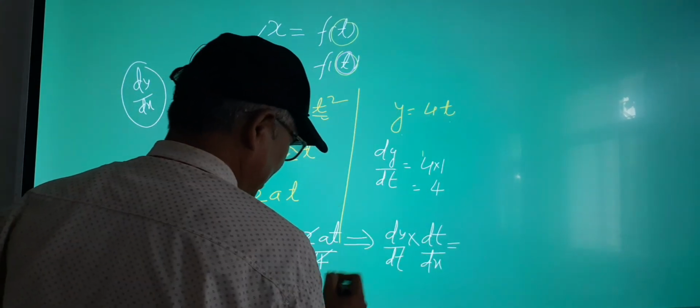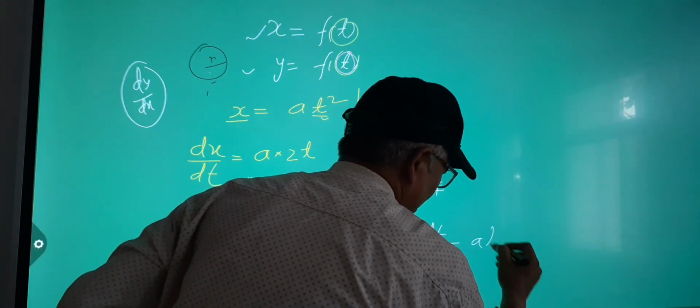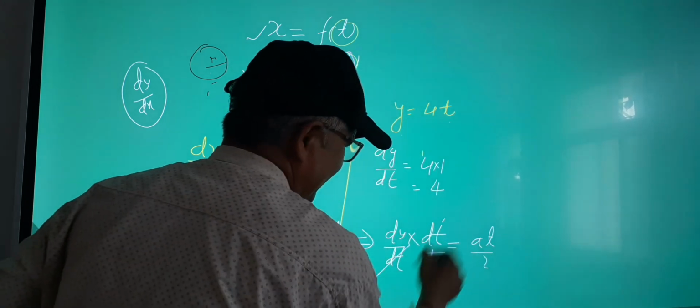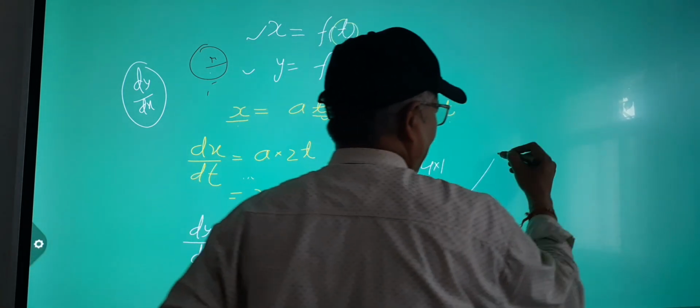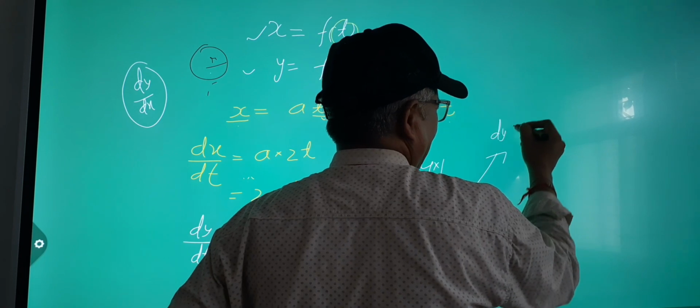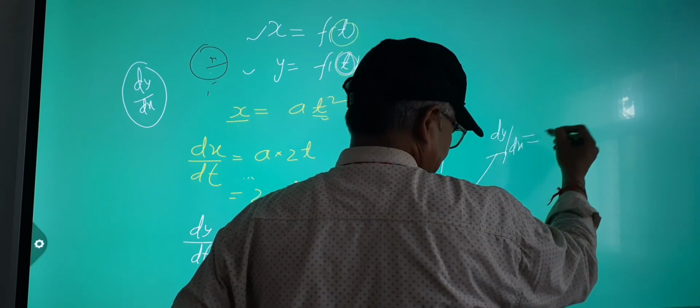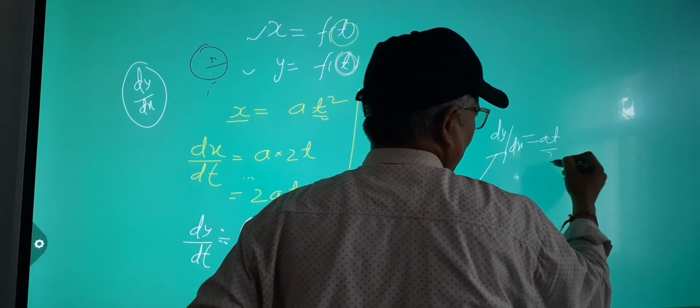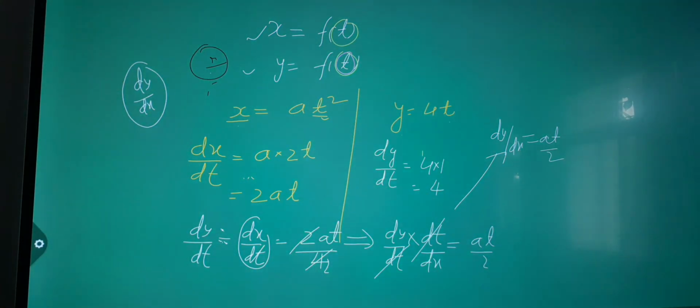It is cancelled 2 times, so it is 80 upon 2. Now dt cancels. So what is left? Finally dy by dx is equal to 80 upon 2, or 1 upon 2 into 80. So this is the answer. This is the way to find the differentiation of a parametric function.